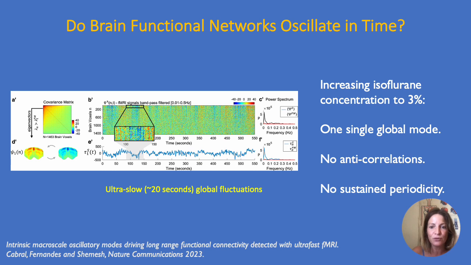Now, when we add isoflurane at 3%, we find that only a single mode passes the threshold. This mode is global, so there are no anticorrelations, and there's no sustained periodicity. There are just aperiodic global fluctuations lasting over 20 seconds.